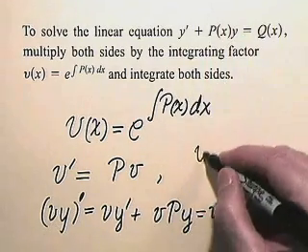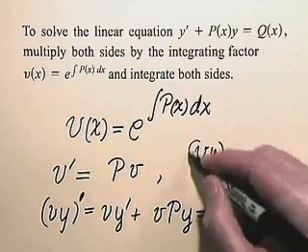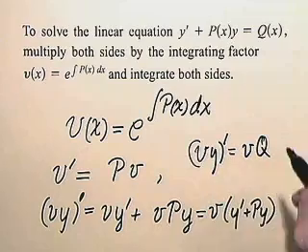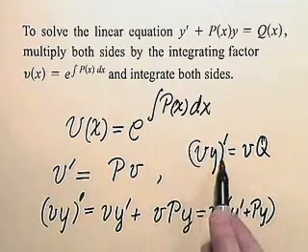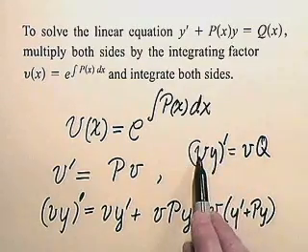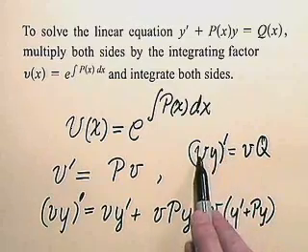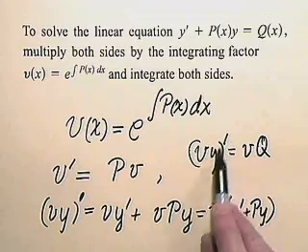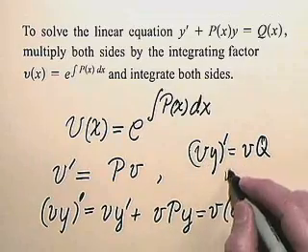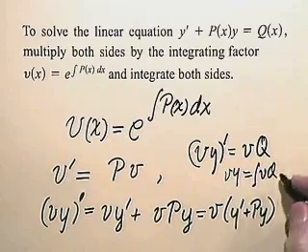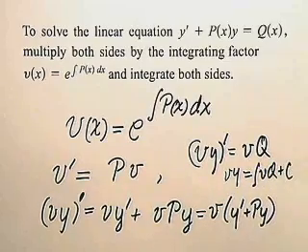v y'. In other words, we get v y' on the left equals v q. Now it's easy to find the answer because to complete this, you just integrate both sides. Notice the antiderivative of v y' is just v y. And so you get v y is the integral of v q plus, of course, a constant of integration. Then we just divide through by v and we get the answer.